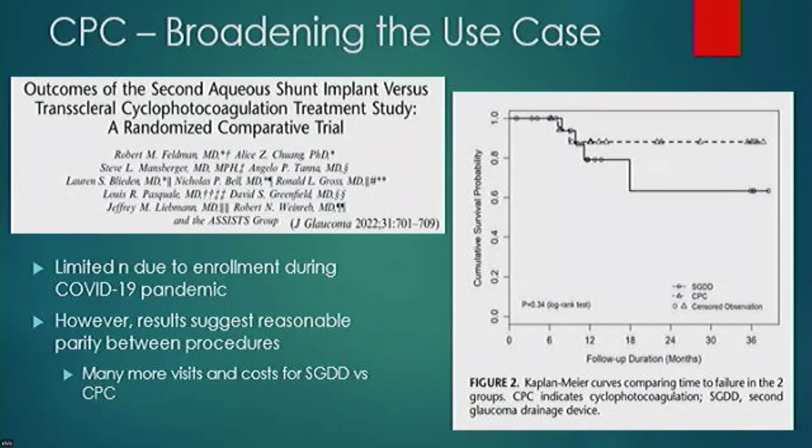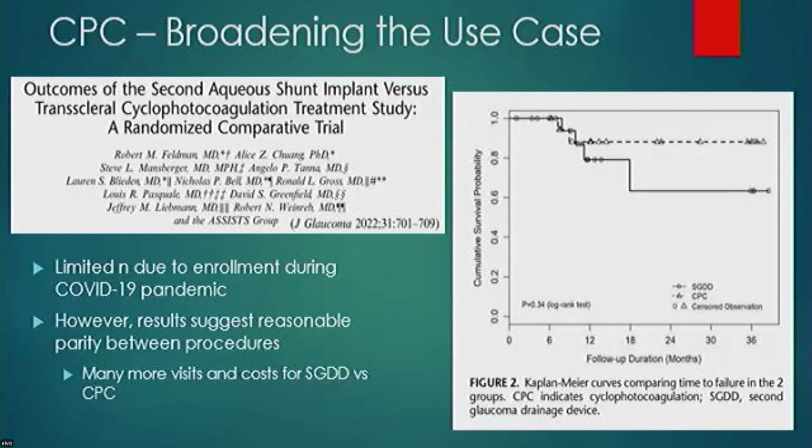The specific use case for me was nicely elucidated in the ASSIST trial, which unfortunately enrolled during COVID. So they really massively under-enrolled for their power analysis. But what they were looking at is the utilization of CPC versus a second GDD in patients who had failed their first GDD. So this is a very common scenario we face, right? Where they may have had a trabeculectomy, then you did a tube shunt, and now they're failing that tube shunt. What are you going to do? You want to do another tube shunt, which is possible, or do you consider cyclophotocoagulation?